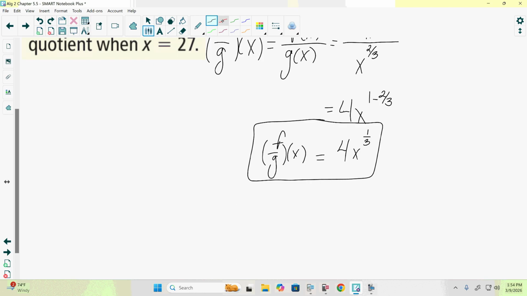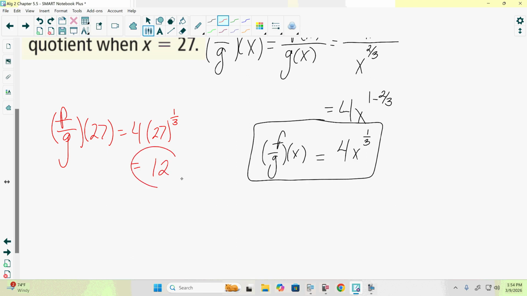Now we just need to evaluate this when x is 27. So we're going to replace x with 27, so we have 4 times 27 to the 1/3, which incidentally enough is 12 also.